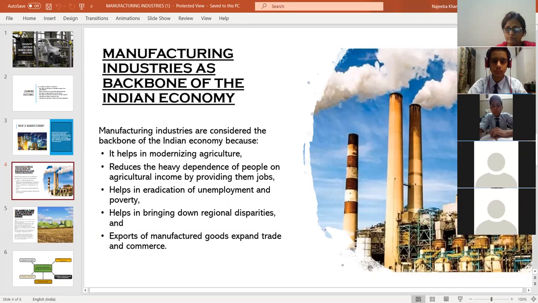Yes, children. In the third point, what is the meaning of eradication? Eradication of unemployment means removing. Eradication means remove. You are removing unemployment. You can note it down in the book also. These points are written in your book also, on the first page of the chapter. Eradication means removing unemployment and poverty. Okay, fine.